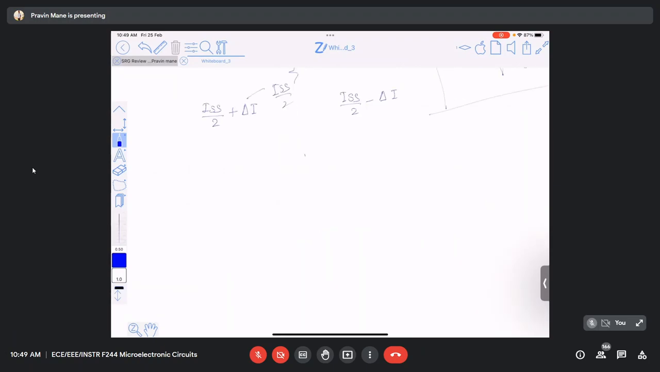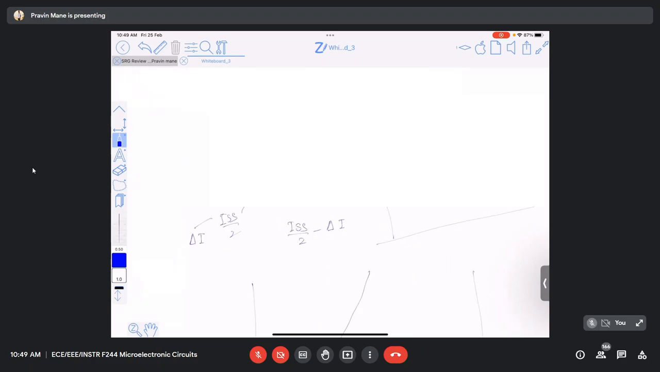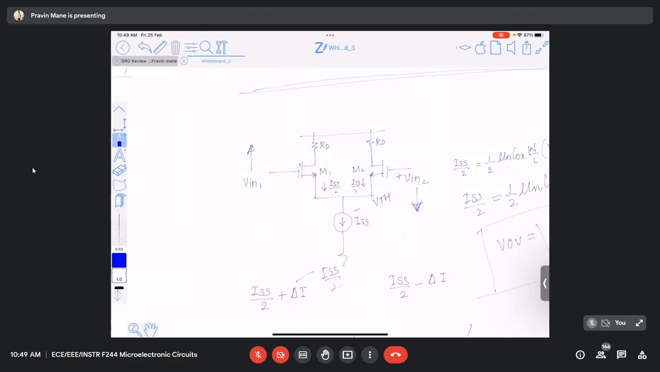You should understand this characteristic. It is the characteristic of a MOSFET. So at a value equal to VTH, the current is very close to zero. Ideally, the characteristic is something like this, practically something different. So this is the value, VTH. Okay, so we have reduced the value. So this becomes equal to zero and the current will flow completely through this.